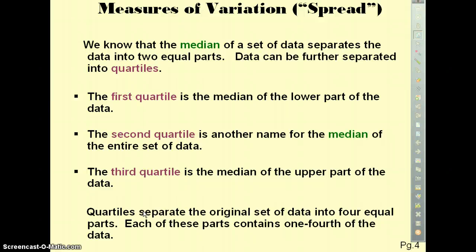The first quartile is the median of the lower part of the data. The second quartile is another name for the median of the entire set of data. The third quartile is the median of the upper half of the data. Quartiles separate the original set of data into 4 equal parts. Each of these parts contains 1/4 of the data.